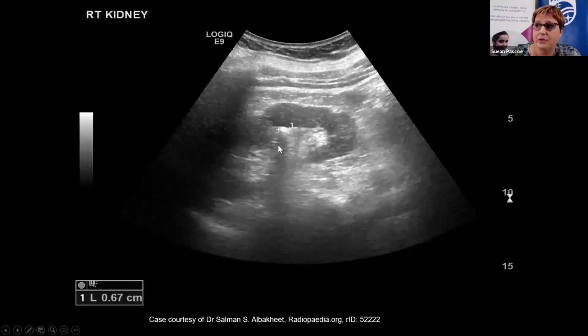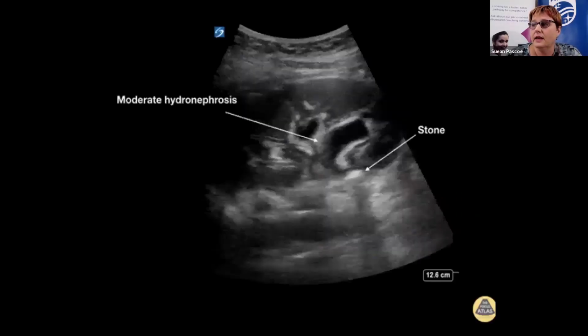Here's another example, again, that echogenic calculi, and we can see the shadow here. You can use calipers to measure the size of the calculus. And as you can see on this one, it's a bit harder because that renal echogenic sinus is hyperechoic. This one, we can see the stone much more easily, only because of the fluid and the window that's being caused by that fluid in the renal pelvis there.